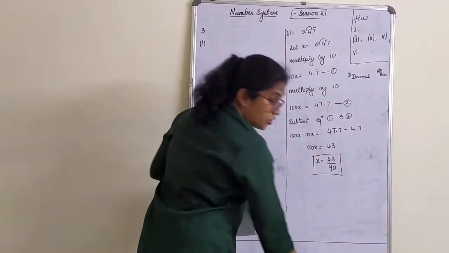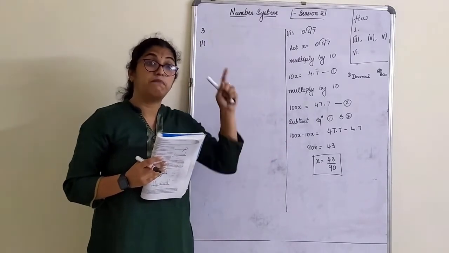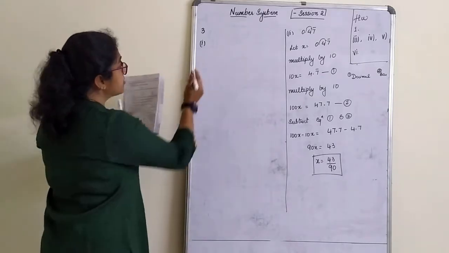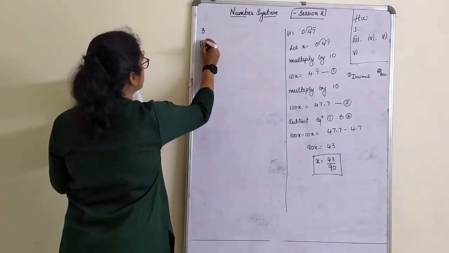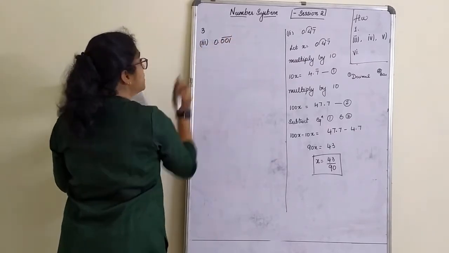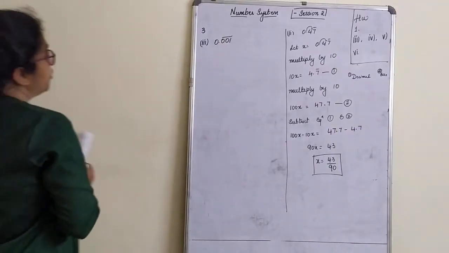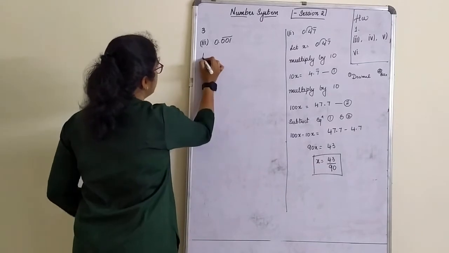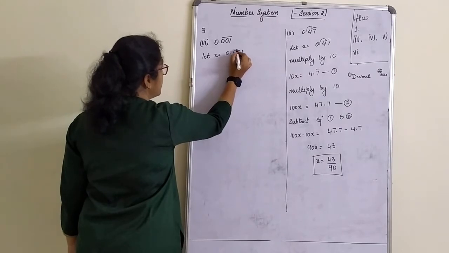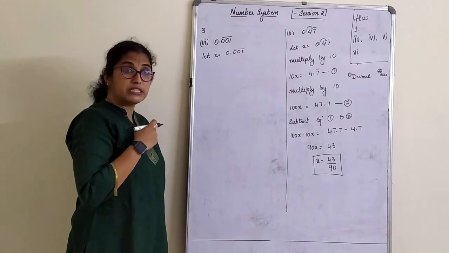One main thing children, what you have to remember here is count decimal is after how many numbers and bar is on how many numbers. That is our main thing to see here. Look at this third one. 0.001 bar. Okay. 0.001 bar. Let x is equal to 0.001 bar. Now see here, decimal and bar are after same numbers here.